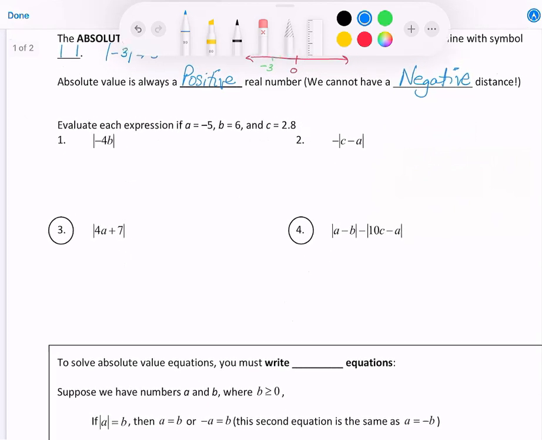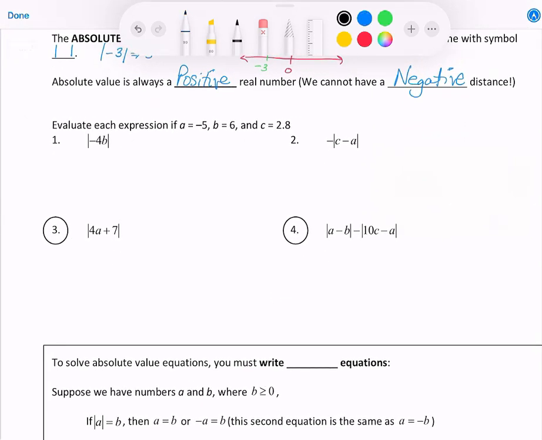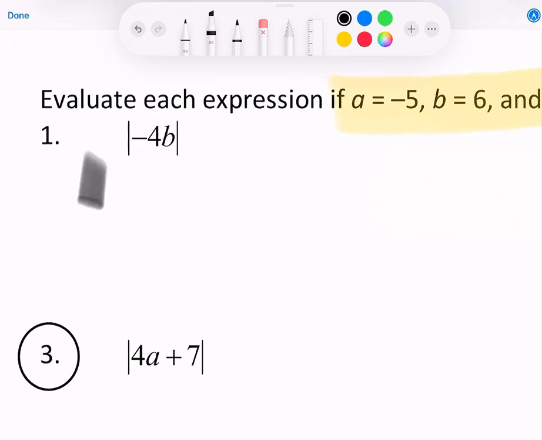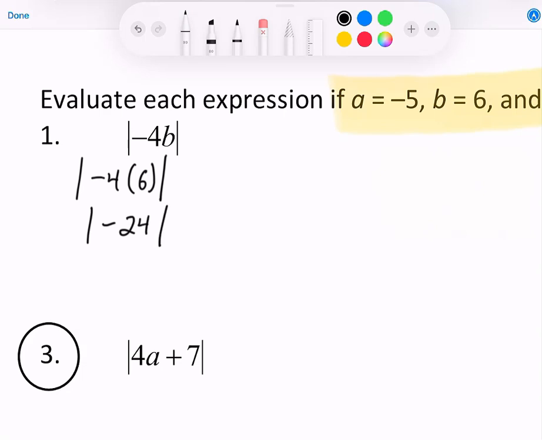On this next section, we'll evaluate some absolute value expressions. It's important you notice the directions here. A is -5, B is 6, and C is 2.8. So let's look at the first one. The absolute value of -4 times B, which is 6. So to evaluate this, we'd have the absolute value of -24. So the absolute value of -24, how far is -24 from 0? Well, it's 24 units. So we'd have 24 is our answer.